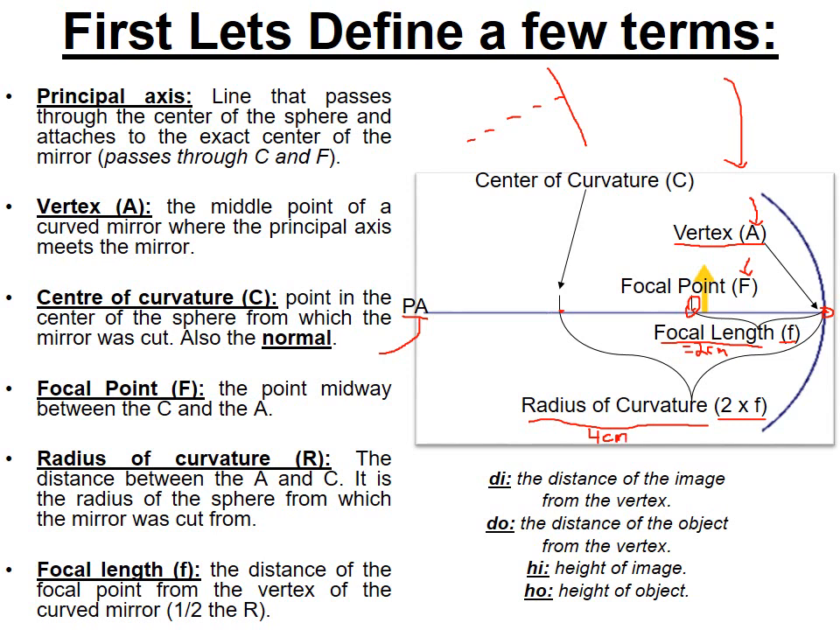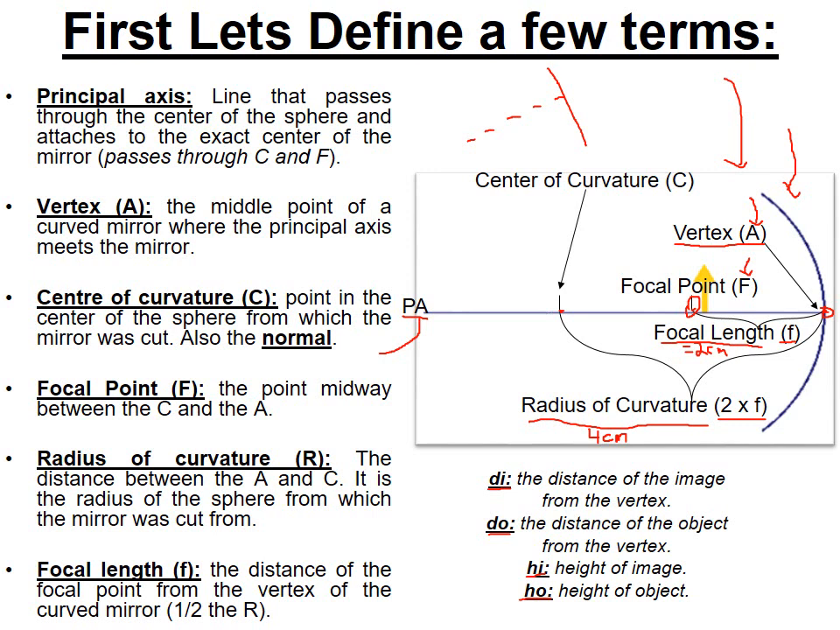Now, since the center of curvature is the center of the sphere from which the mirror was cut, we can say that the radius of curvature is also the radius of that sphere. The other terms that we learned for plane mirrors will still apply. So DI is going to be the distance of the image from the vertex. DO is going to be the distance of the object from the vertex. HI is still the height of the image. HO is still the height of the object.